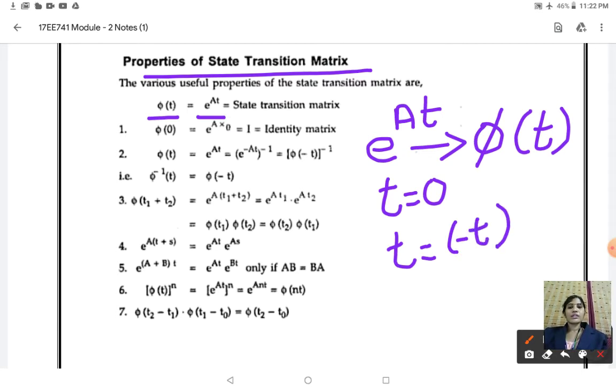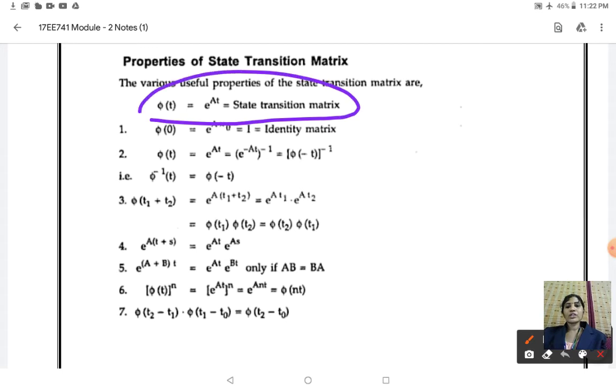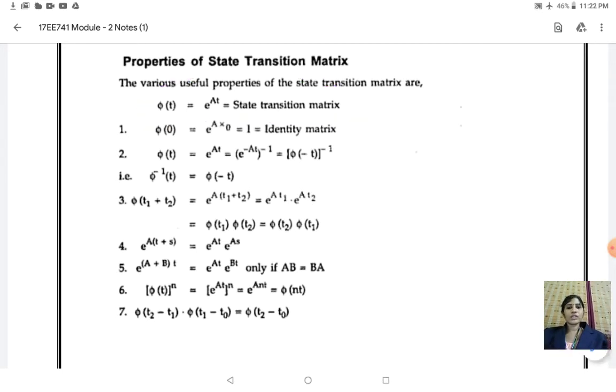At t is equal to minus 1, what is your state transition matrix? Like this, by putting different values of t, we can obtain the properties of the state transition matrix. So the first one is phi of t. Phi of t is e to the power of at. It is the general representation of your state transition matrix.